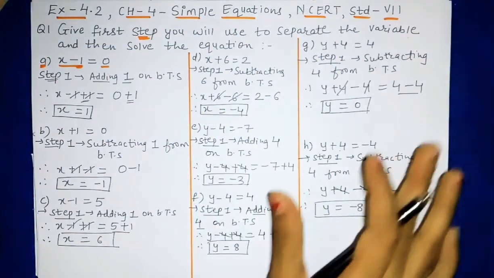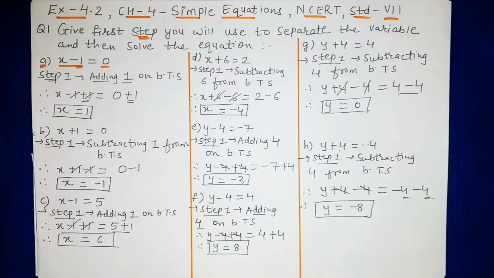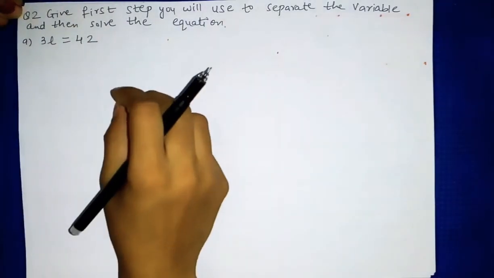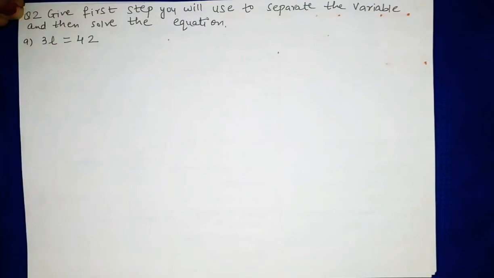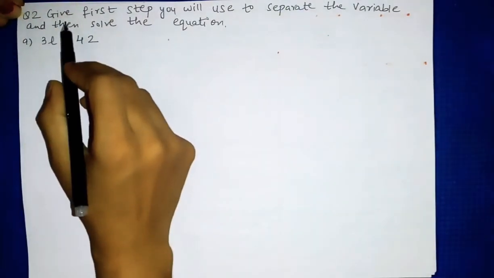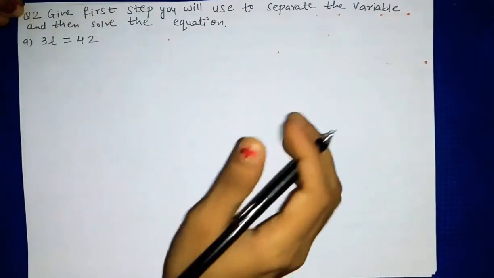Now this was question number 1. In this only addition and subtraction was there. Now in question number 2 there is multiplication and division. So now we will see question number 2, which is of the same type. Question number 2 is also the same, but the steps are of multiplication and division. Again, the first step you will use to separate the variable and then solve the equation.